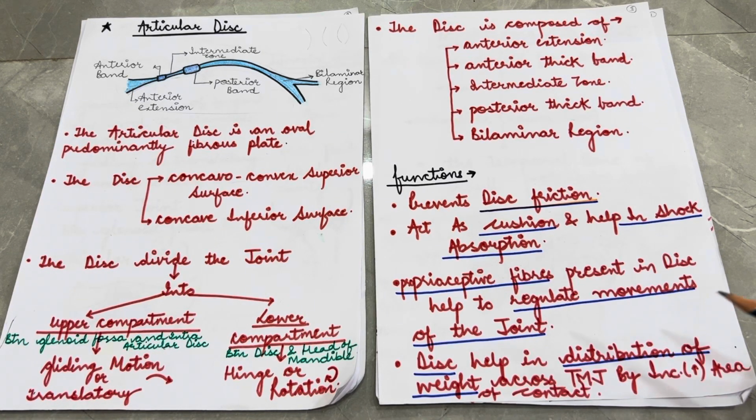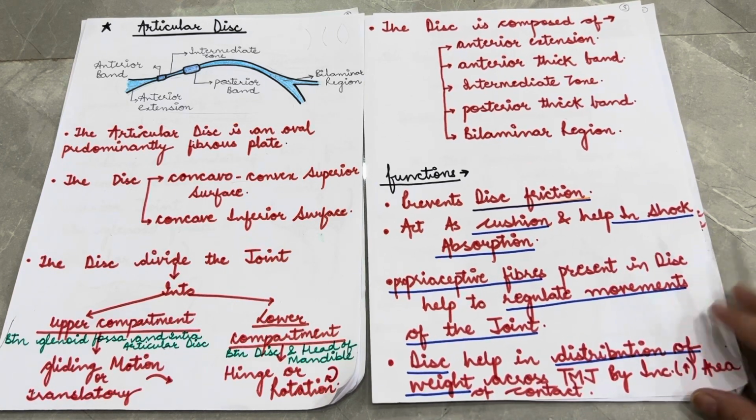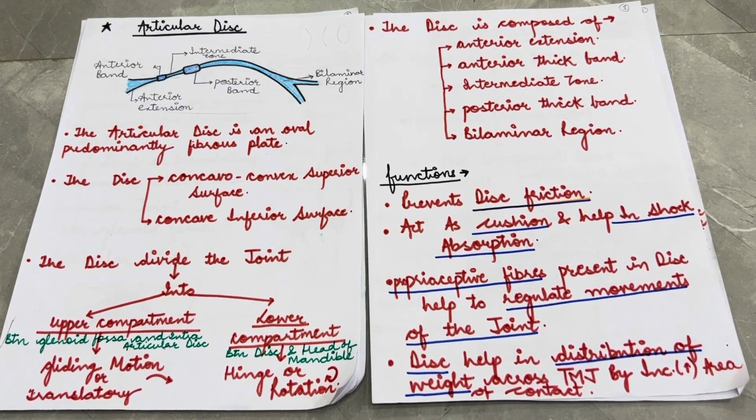So the disc is composed of the anterior extension, anterior thick band, intermediate zone, the posterior thick band and bilaminar region. What are the functions provided by a disc? One is that it prevents bone friction, and this is the most important. This component helps the two bony components not to articulate directly, and it is present between these two components.